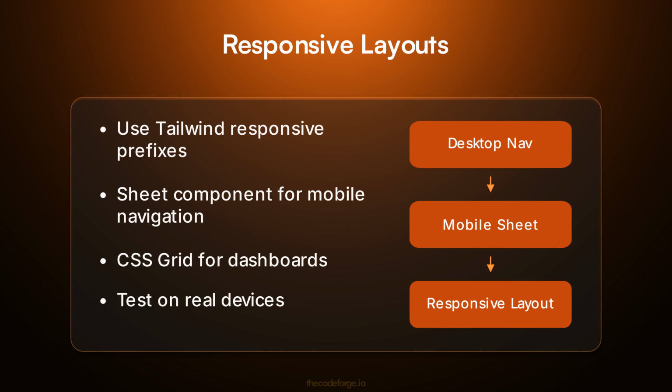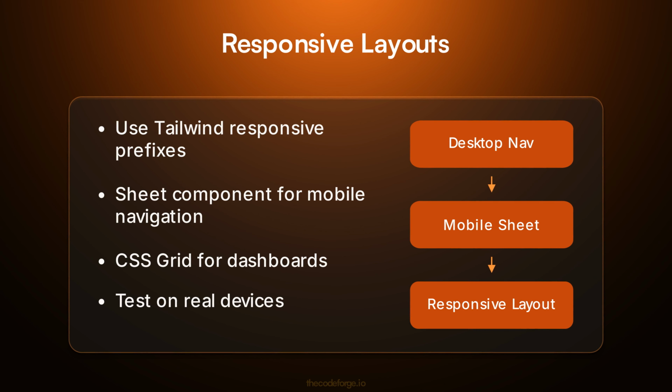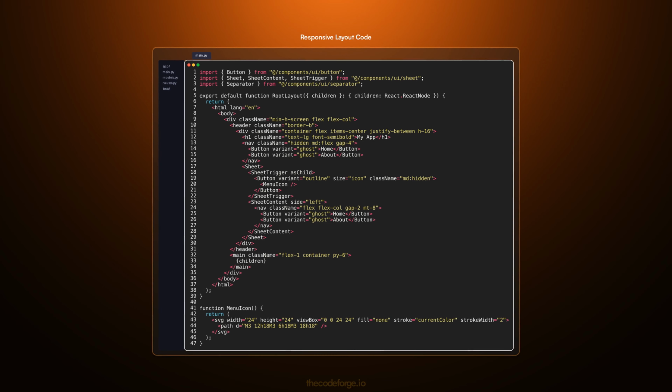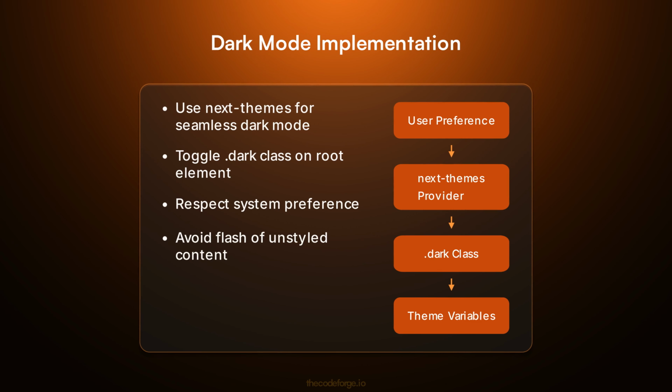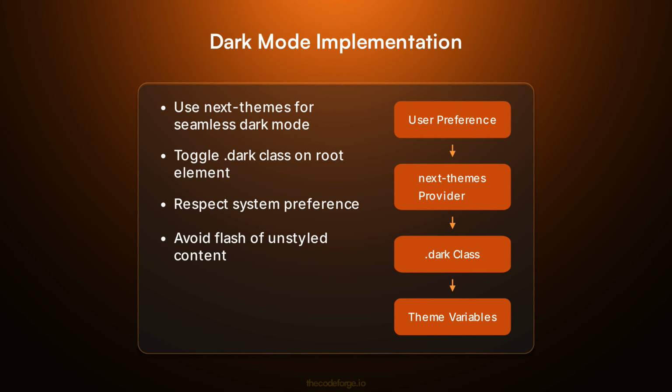Shadcn components are unstyled, so you use Tailwind utilities for layout. The Sheet component provides a mobile slide-in navigation. This layout uses a hidden desktop nav and a mobile sheet menu. The asChild prop on SheetTrigger allows you to use a custom button while preserving accessibility. Shadcn/UI supports dark mode out of the box.